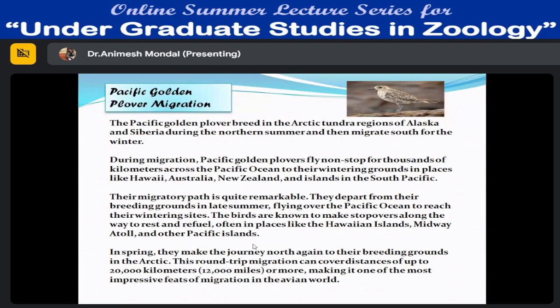Through satellite tracking, we have come to know that the Bar-tailed Godwit completes approximately 13,560 kilometers of journey from Alaska to Australia, and it is a non-stop journey of 11 days, 1 hour. It is a non-stop journey in case of the Bar-tailed Godwit.